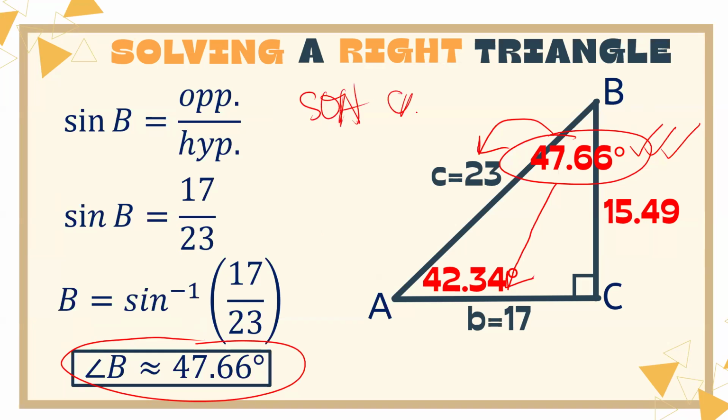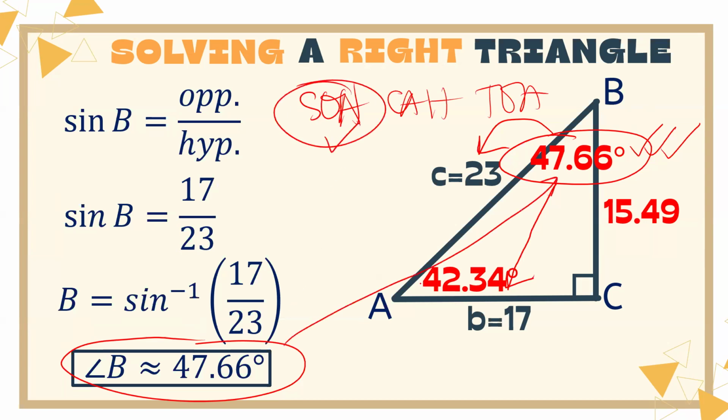SOH CAH TOA. Okay, so we solve for SOH. It coincides, or it's equal to what we calculated using the angle sum theorem, and the SOH, or sine, equals opposite over hypotenuse. Try to check whether it's the same for cosine and tangent. Okay, and you should get the same answer.